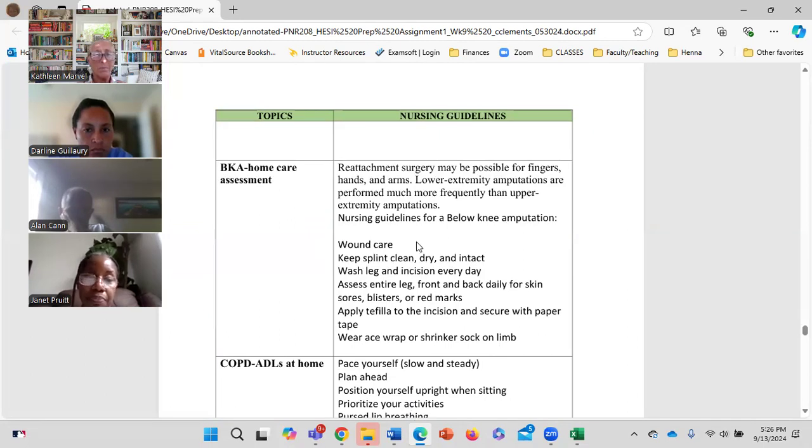Well, this student gave some information on wound care, right? How does the wound look? Right? We want to make sure they're washing the leg and incision every day, assessing the entire leg. Are there any sores, blisters, red marks? Right? Think ADPI.